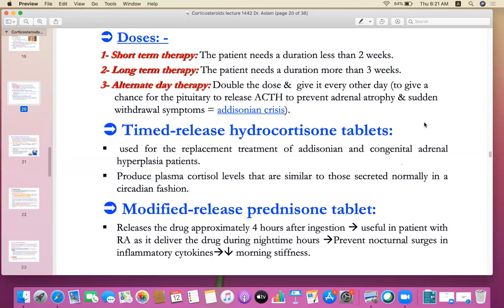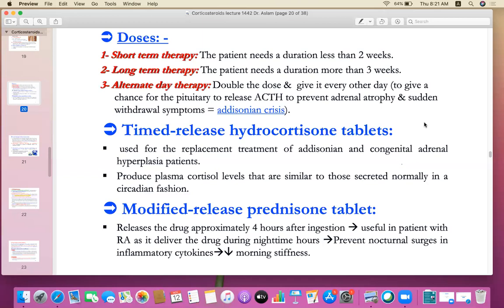So that's why it is recommended not to stop corticosteroid therapy suddenly. There is a question: why should a person on corticosteroid therapy not stop the therapy suddenly? Because it may produce adrenal crisis, acute adrenal insufficiency.